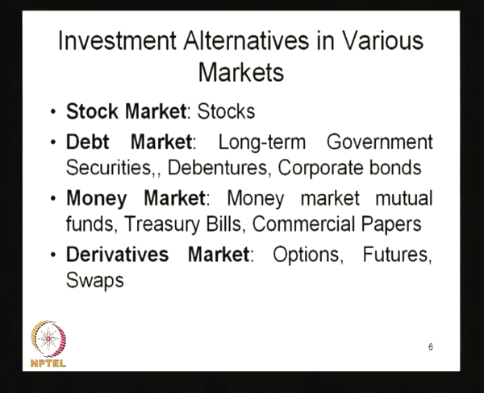Then which are the instruments available in the various markets? We already discussed this a little bit. In the stock market, it is stocks or shares that we get for the investment. In the debt market, it is long term government securities and debentures. Debentures are nothing but long term bonds issued by the corporates, and other corporate bonds are also available. The money market deals with money market mutual funds. Sometimes we talk about treasury bills, which are also short term instruments traded in the money market, and commercial papers.